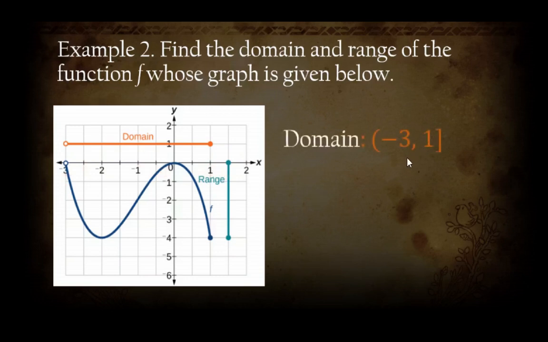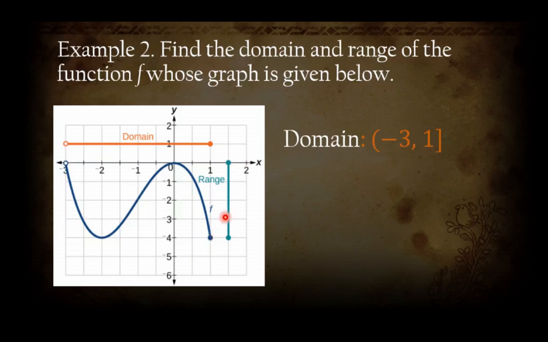So, therefore, the domain is negative 3 up to 1. But you will notice that negative 3 is parenthesis. Why? Because the negative 3 here is an open circle. So, the domain of f is open parenthesis negative 3 up to 1, close bracket, because 1 is included, because that is a closed circle.